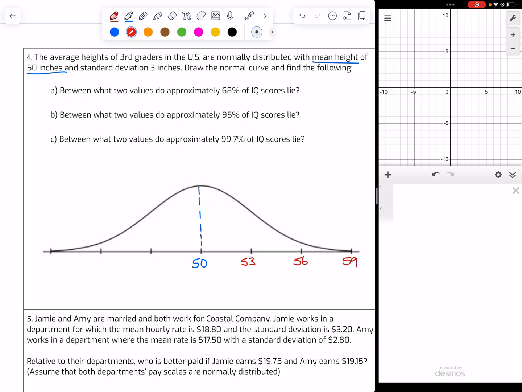And then subtract 3 on the left. So 50 minus 3 is 47. 47 minus 3 is 44. And 44 minus 3 is 41.